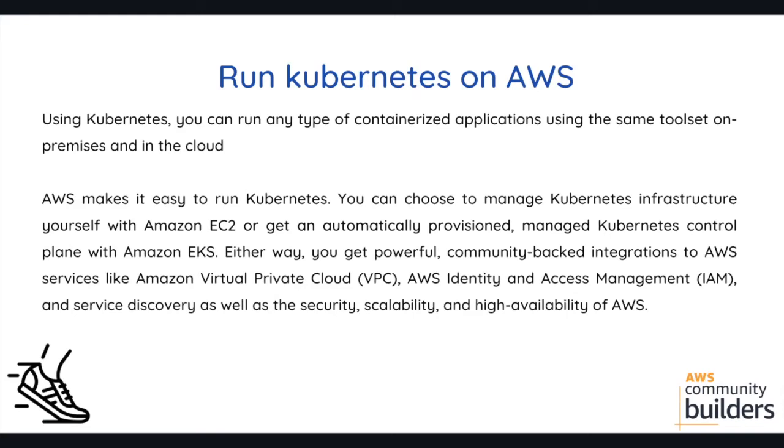So AWS has support to run Kubernetes in your AWS service account also, where you can choose to manage the infrastructure yourself with Amazon EC2, or get a Kubernetes control plane automatically provisioned and managed with AWS EKS. So there are different ways to do this particular thing. You can also get powerful community backend integration with AWS services like Amazon Virtual Private Cloud (VPC), IAM identity, or discovery. So there are two ways.